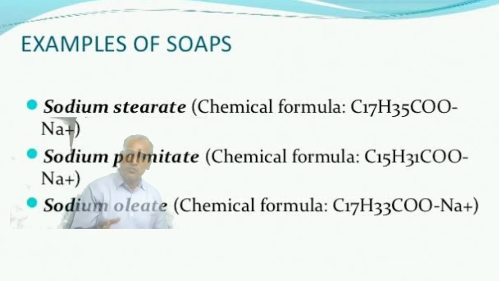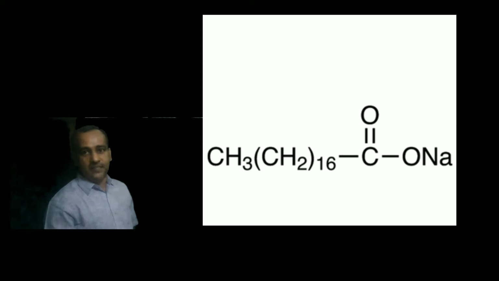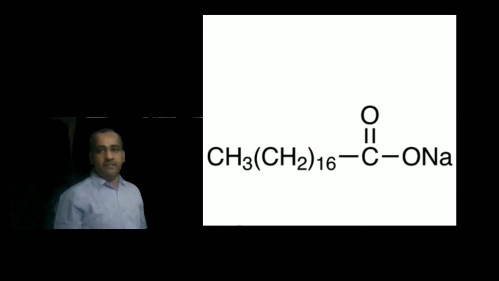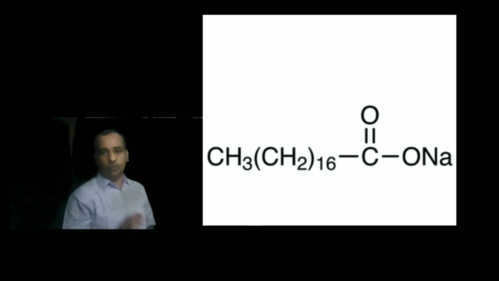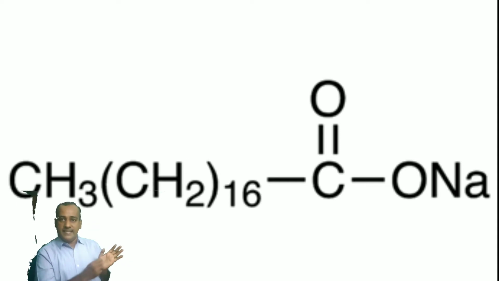But how do we get sodium stearate? By the reaction of sodium hydroxide with stearic acid. So sodium stearate is one of the sodium salts of a higher fatty acid called stearic acid. This sodium stearate is a soap. See the formula of sodium stearate: CH3 (CH2)16 COONa. If you see, CH3 is there, then 16 CH2 groups, then COONa. This is the formula for sodium stearate.